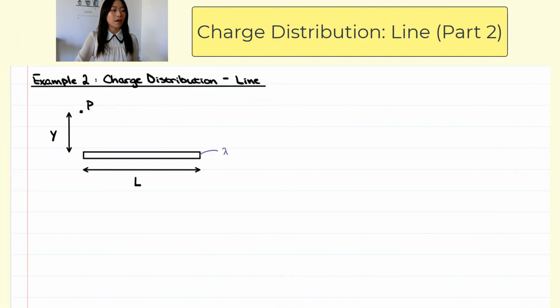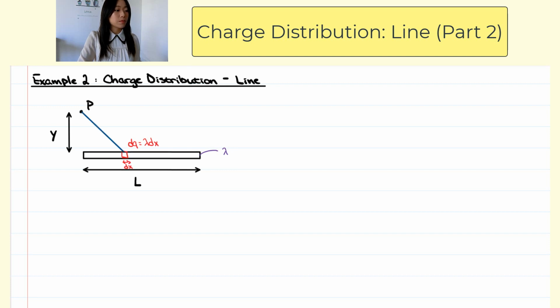Here's a sketch of the problem. We have a rod with length L, and the point P is above the left end of the rod. The distance from the rod to point P is y, and the density is constant, it is lambda. Similarly, we are going to break the rod into small pieces. For example, let's focus on this element. This dq equals lambda times dx, where dx is this length.